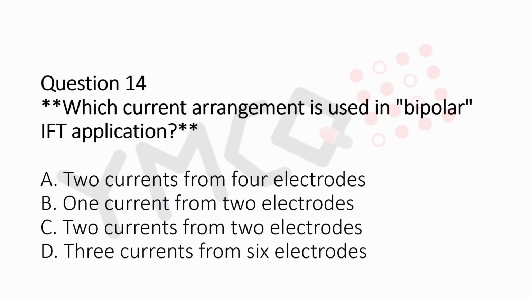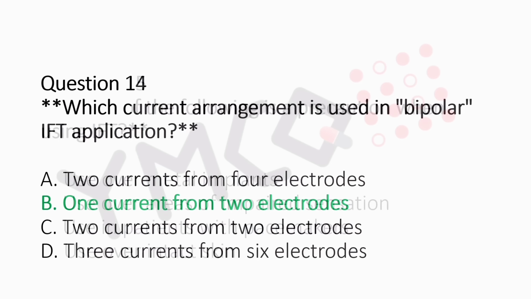Which current arrangement is used in bipolar IFT application? Option A, 2 currents for 4 electrodes. Option B, 1 current for 2 electrodes. Option C, 2 currents for 2 electrodes. Option D, 3 currents for 6 electrodes. And the answer is option B, 1 current for 2 electrodes. Now let's move to question number 15.